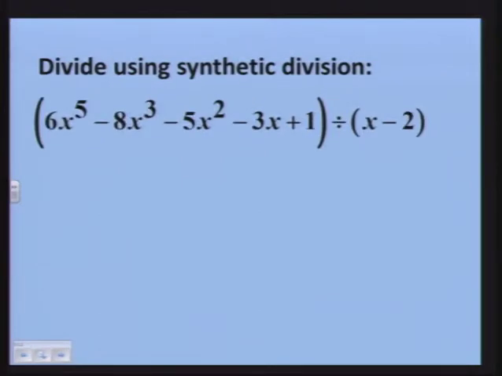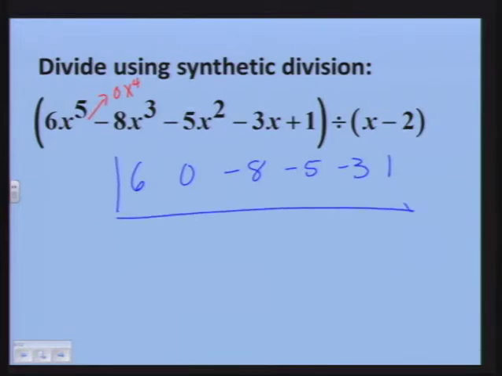Check and see if I'm missing a power. Fifth, oops, I'm missing one right here. Let's tell ourselves that we have 0x to the 4th. x cubed, x squared, x, no x's. So we need one 0 placeholder. So 6, 0, minus 8, minus 5, minus 3, and 1. And we're going to run through a positive 2.